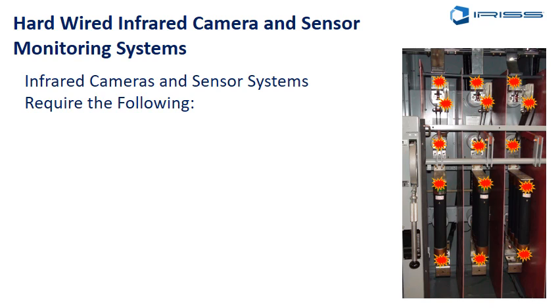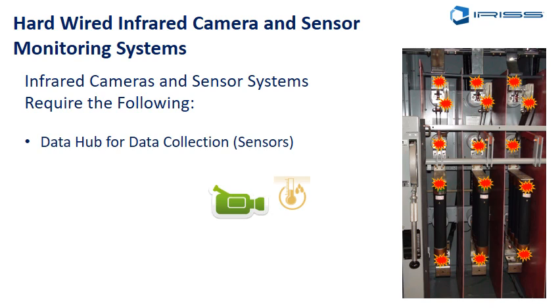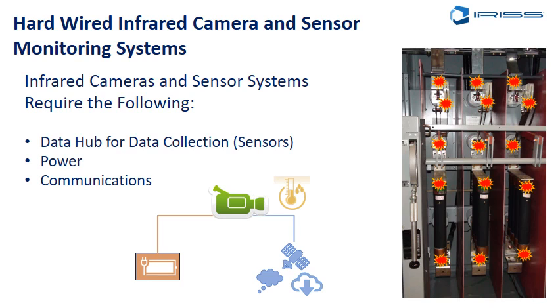So the next system we're going to look at briefly is the infrared camera or sensor systems, and these require the following. The camera or the pyrometers or infrared sensors, whatever you're using, will require a hub or a data collection point to plug everything back into. You're going to need to provide power, and you're also going to need to provide communications, either plugged into the intranet or through direct Wi-Fi. Some of the camera systems have direct Wi-Fi and you just have to provide power. Others have to go directly into your intranet and you have to cable those up. So there's a lot of cabling that needs doing.